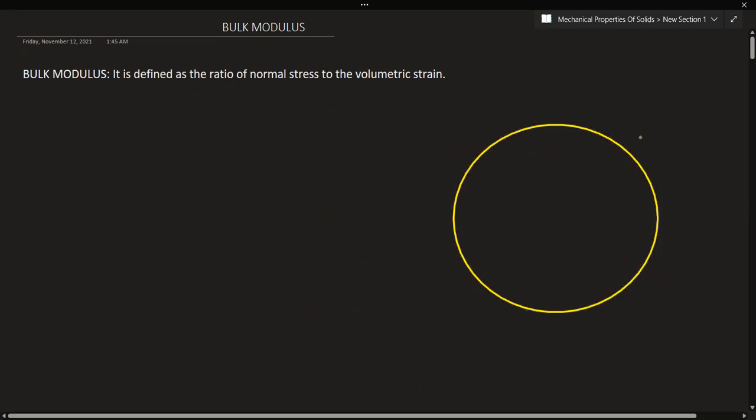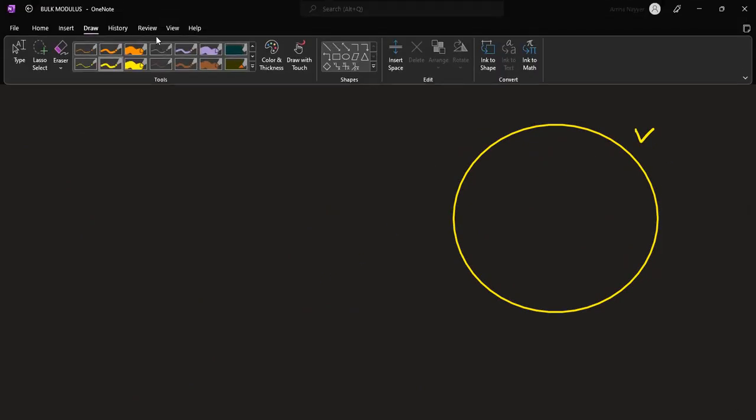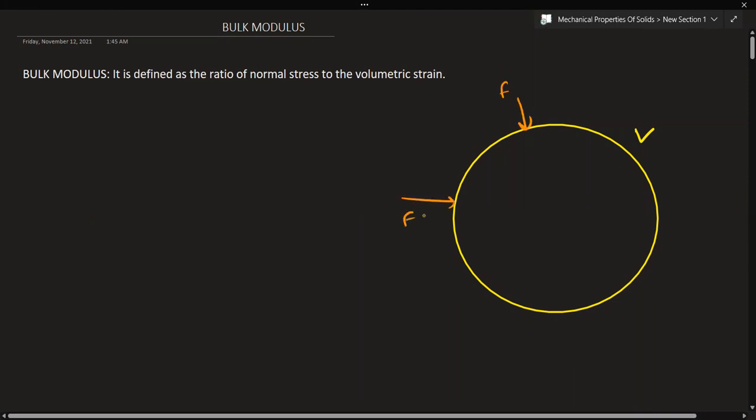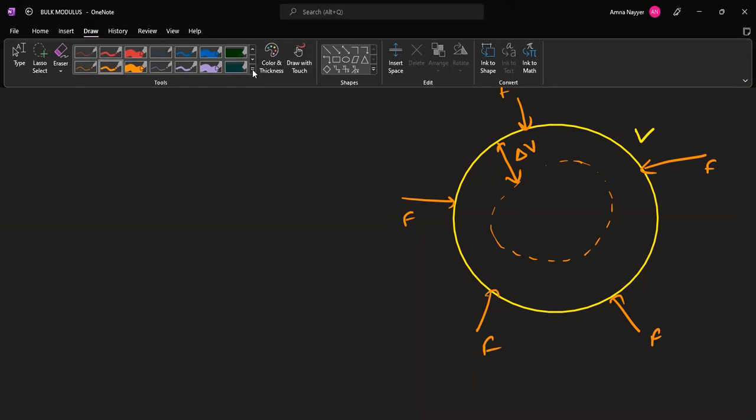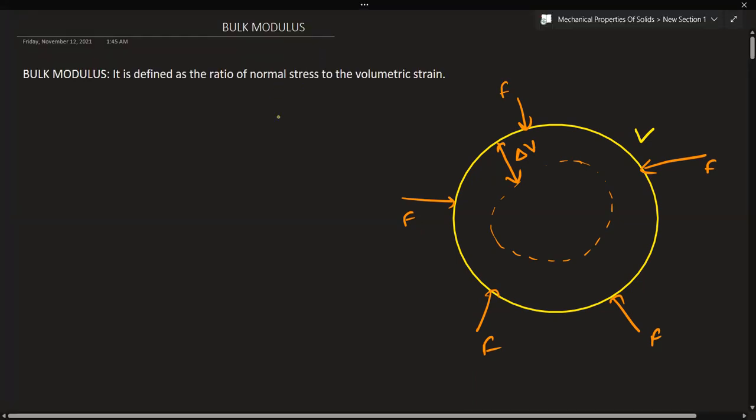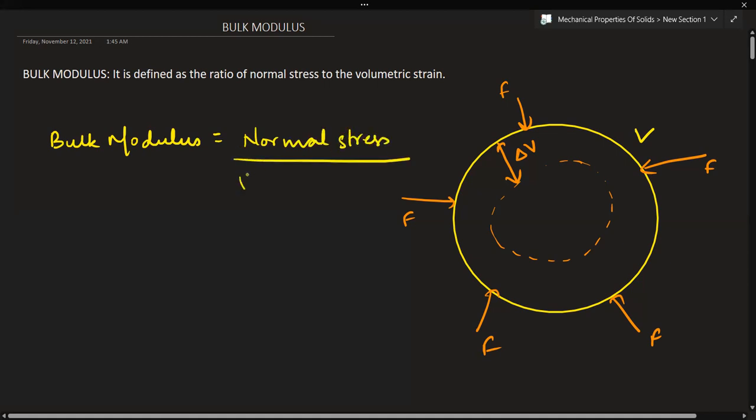If this is the sphere and it has volume V, now I have applied deforming forces from all the directions. We have discussed this already, but still let us revise it. If these are the deforming forces applied, then the sphere will get compressed. You can easily see this difference from the continuous yellow line to the dotted orange line. The change in volume is delta V. So bulk modulus is the ratio of the normal stress, which was perpendicular force per unit area, to the volumetric strain, which was the change in volume by the original volume.